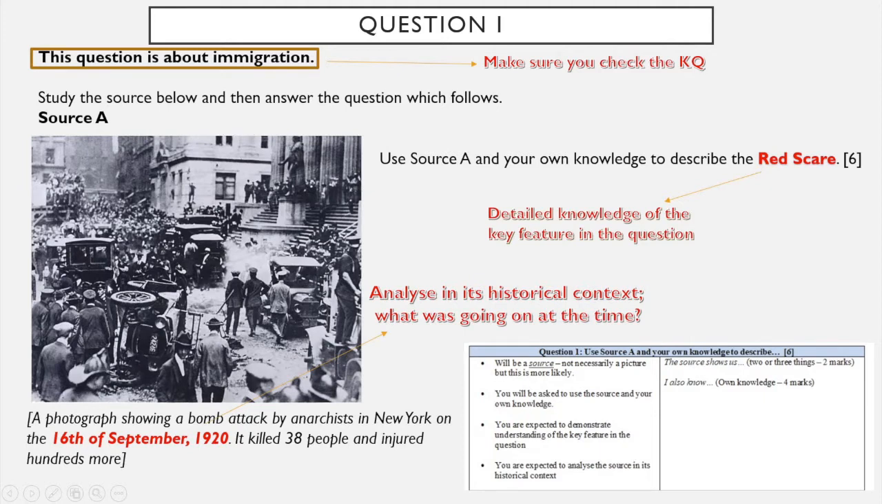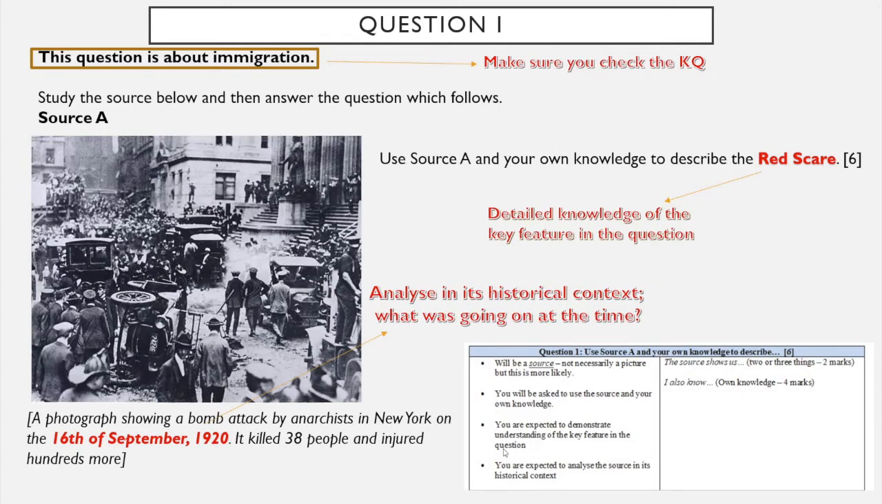You will always have a picture source by here. Would it ever be a text? Probably not. Be prepared just in case, but the likelihood is that it's going to be a picture. So use source A and your own knowledge to describe. This question is always going to be use source A and your own knowledge to describe something. In this case, it's use source A and your own knowledge to describe the Red Scare.